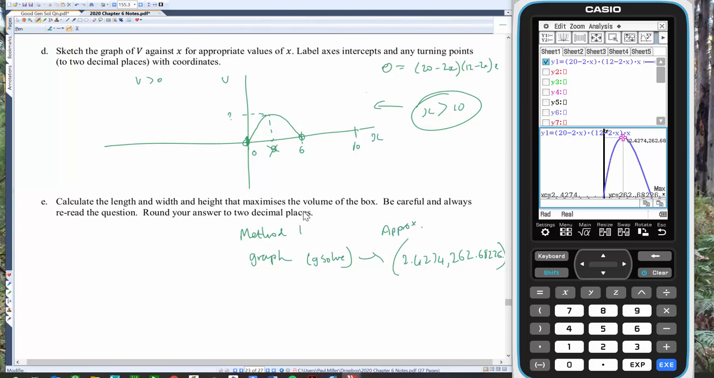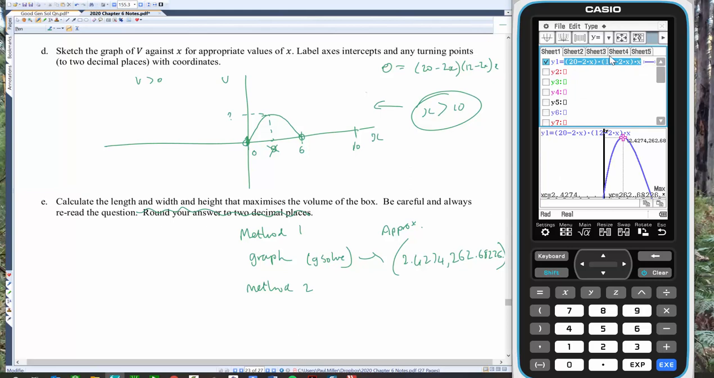All right, and that's going to be acceptable in this case because it says round your answer to 2 decimal places. Okay, now what if it didn't say round your answer? What would we do then? Well, here's method 2. And this is more likely to be the case of what you're going to do next year in 3-4 methods, is get the exact value. So here's the method I'm going to use.